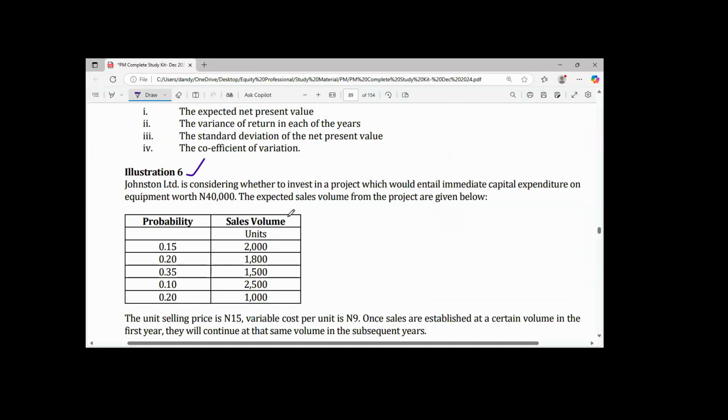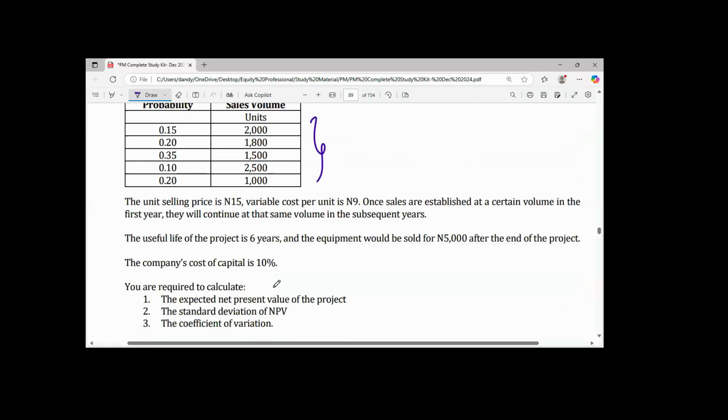Justin Limited is considering whether to invest in a project that will entail immediate capital expenditure on equipment worth 40,000 naira. That's the initial outlay. The expected sales volumes from the project are given below. These are the sales volumes with the probability. The unit selling price is 15 naira. Variable cost per unit is 9 naira.